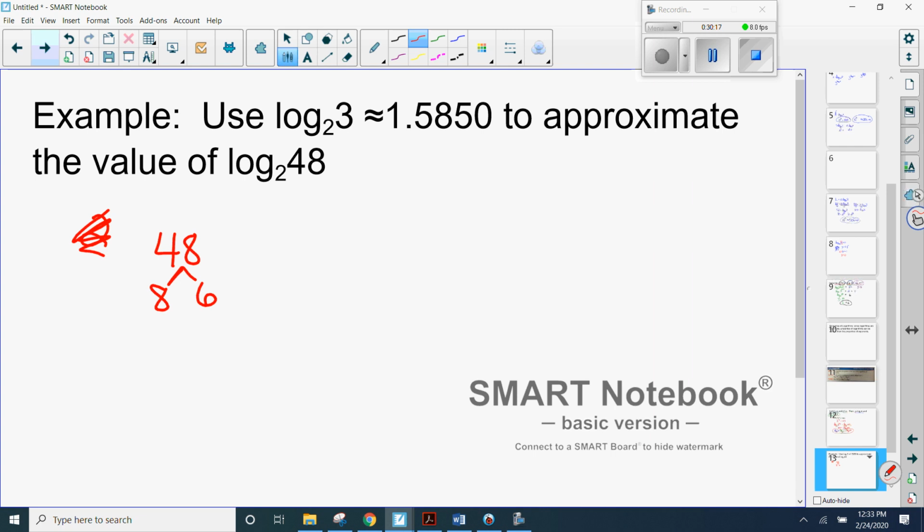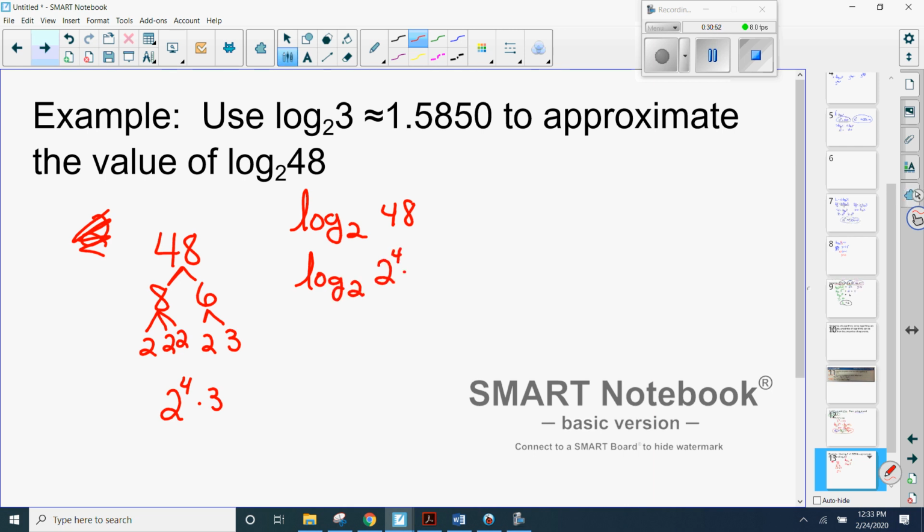Let's think about 8 and 6. What is 6 the same thing as? 6 is the same thing as 2 times 3, right? And 8 is the same thing as 2 times 2 times 2. So is 48 the same thing as 2 to the 4th times 3? You would agree with that. So I can take this log base 2 of 48, and I can write it as log base 2 of 2 to the 4th times 3.